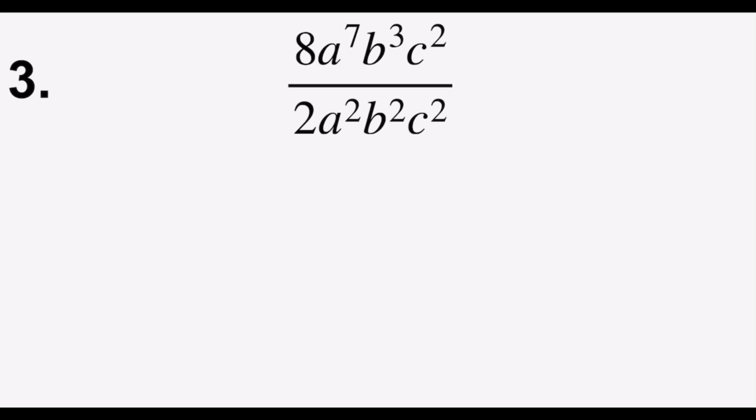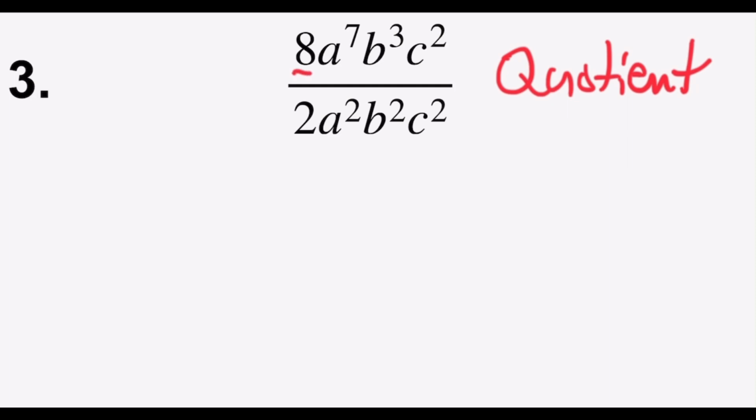Problem number 3 says 8a to the 7th b to the 3rd c squared divided by 2a squared b squared c squared. Since this is division, we are going to use the quotient property. The quotient property says to divide exponents with the same base, you subtract the exponents.